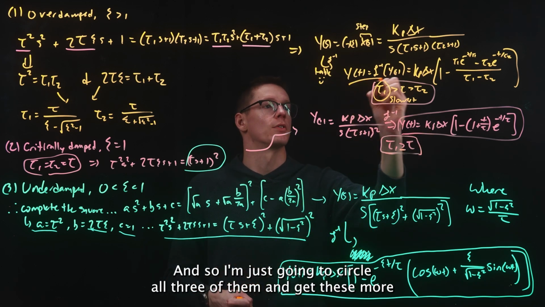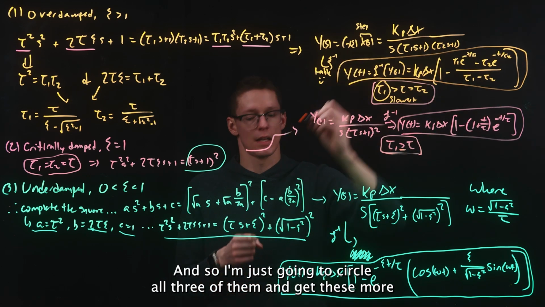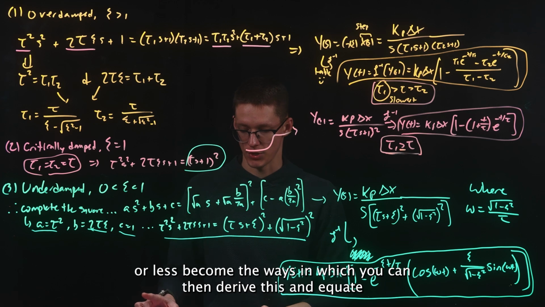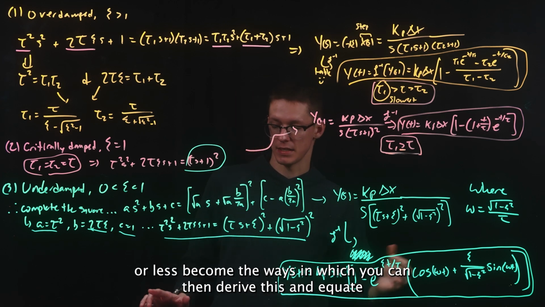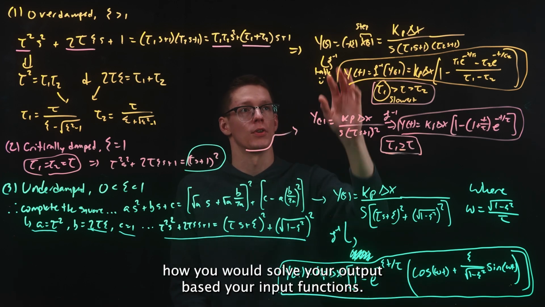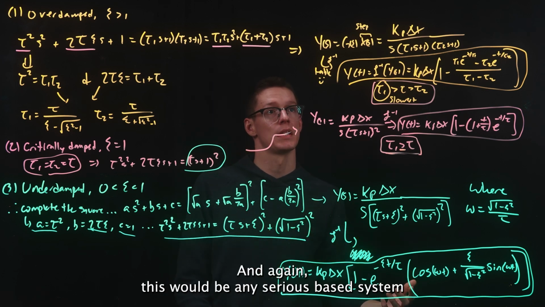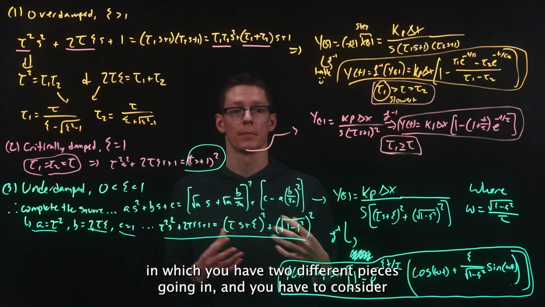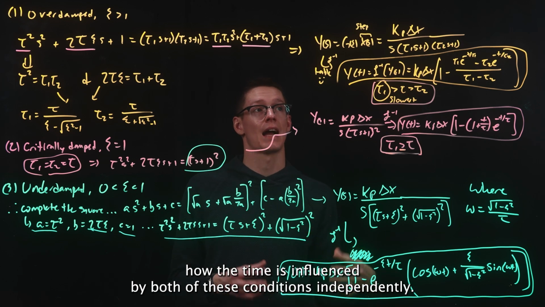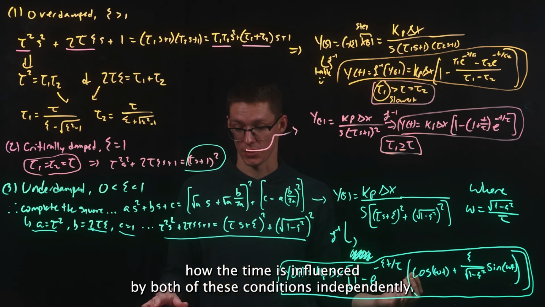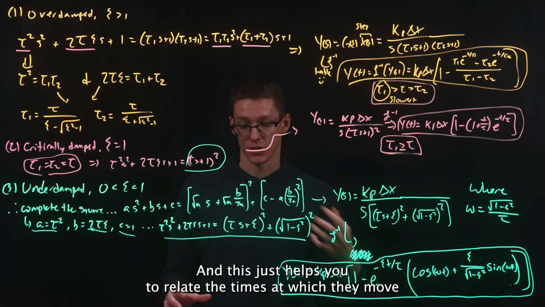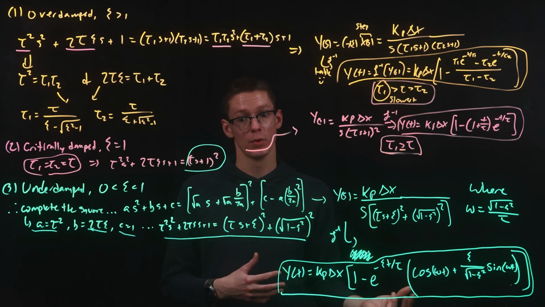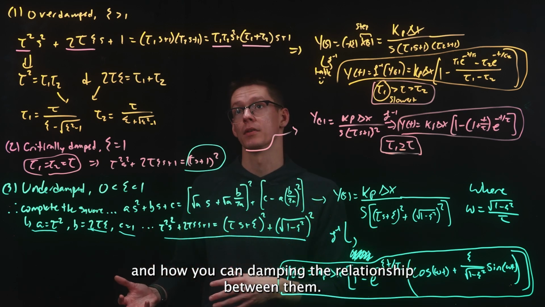And so I'm just going to circle all three of them, and these more or less become the ways in which you can derive this and equate how you would solve your output based on your input functions. And again, this would be in a series-based system in which you have two different pieces going in, and you have to consider how the time is influenced by both of these conditions independently. And this just helps you to relate the times at which they move and how you can dampen the relationship between them.